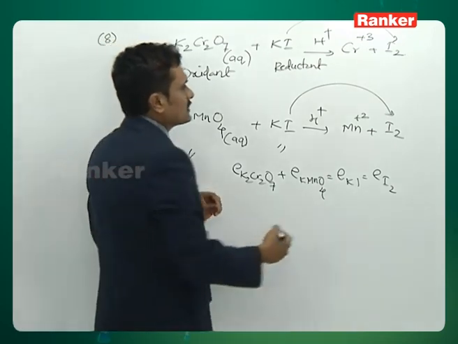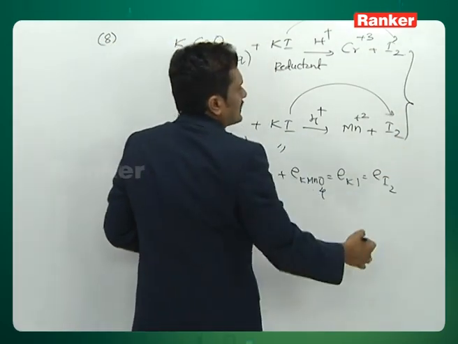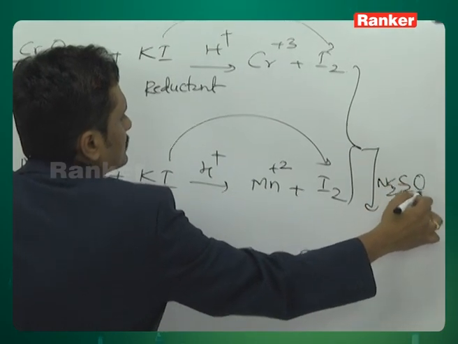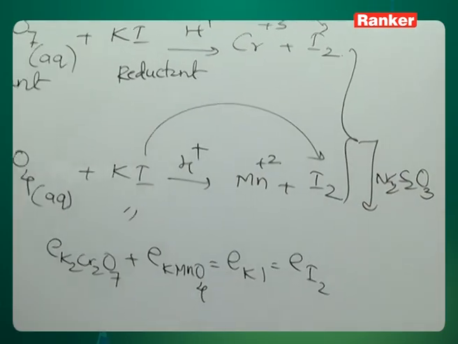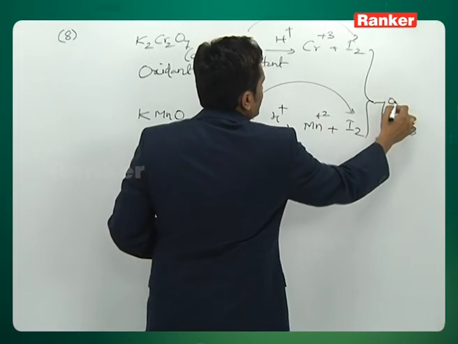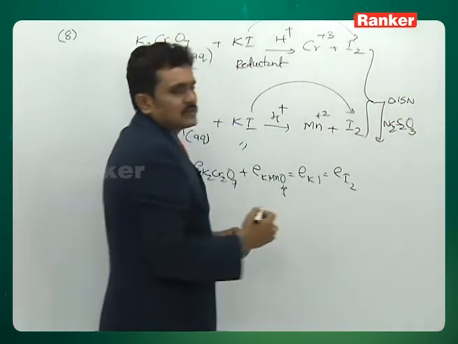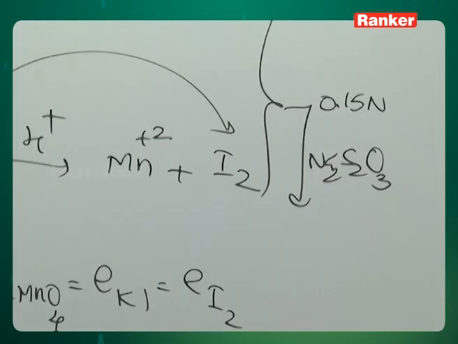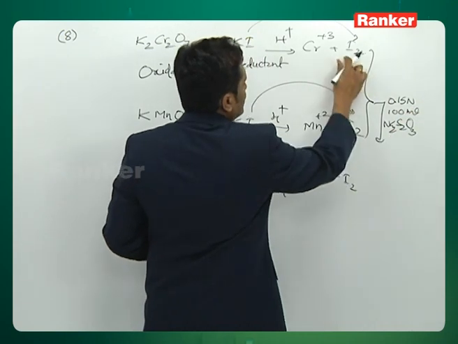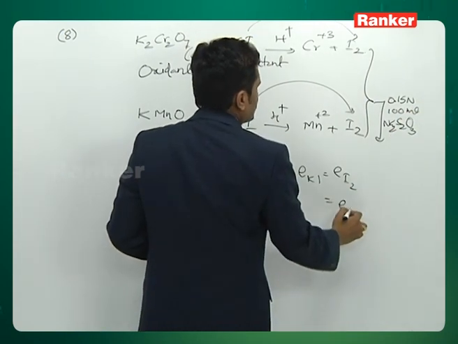Now this iodine, which is obtained in both the reactions, collectively had been neutralized by sodium thiosulfate, and the information provided to you is regarding only sodium thiosulfate, which is 0.15 normal and 100 milliliters. Since these two are reacting, again the gram equivalence has to be equated.